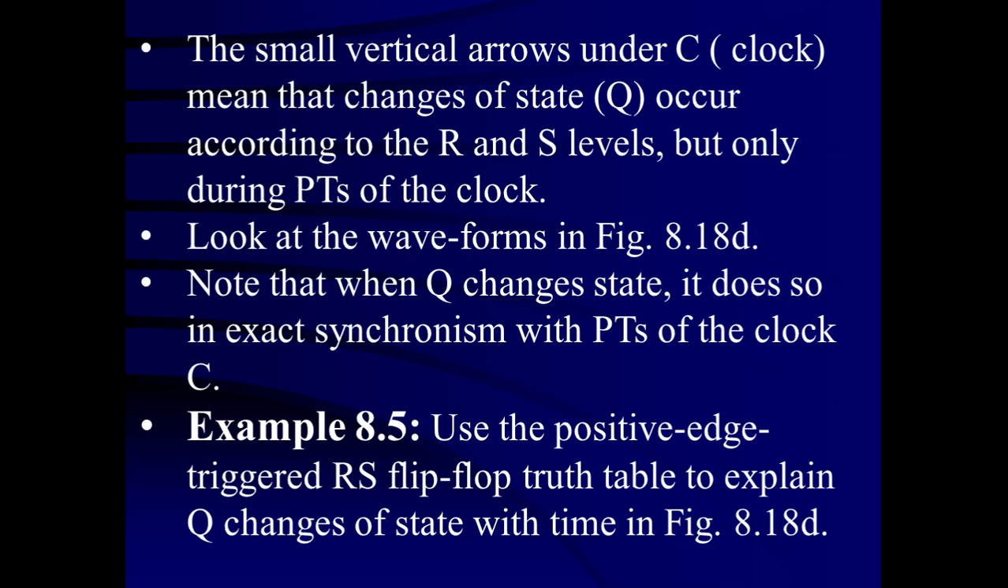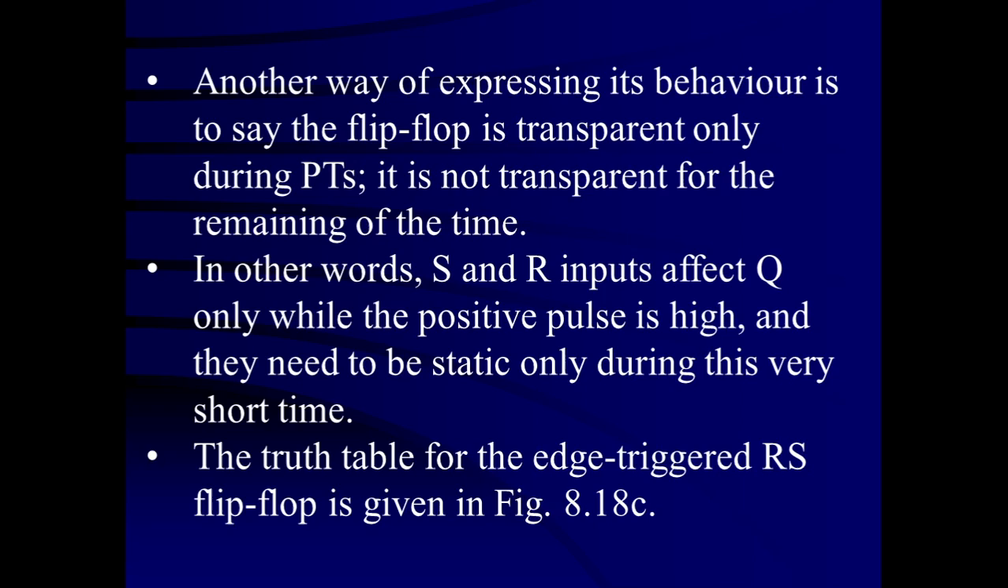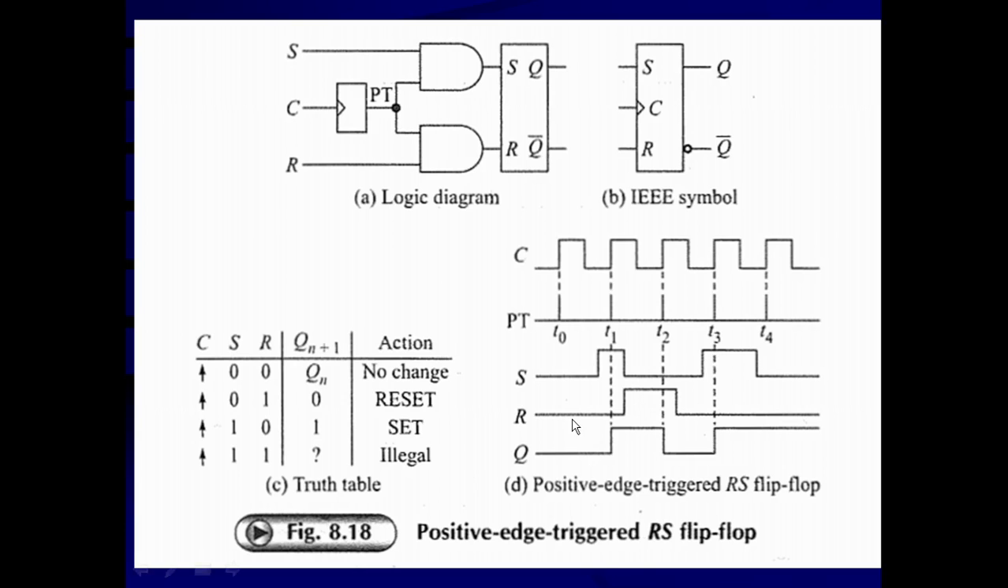Now there is an example related to this one. This is example 8.5. Use the positive edge-triggered RS flip-flop truth table to explain the change in the Q, or trace the waveform Q, depending upon the inputs R, S and clock with time in figure 8.18d. Let us see the waveform itself now. So this is your waveform.